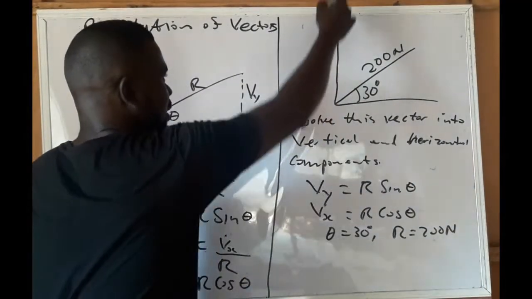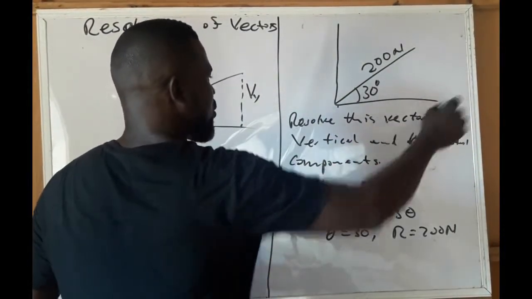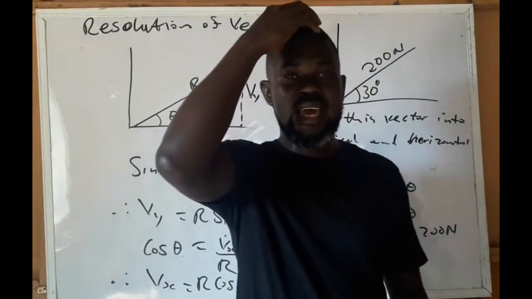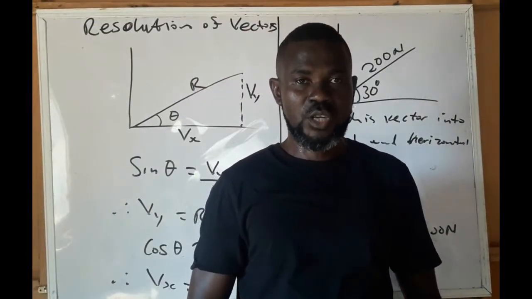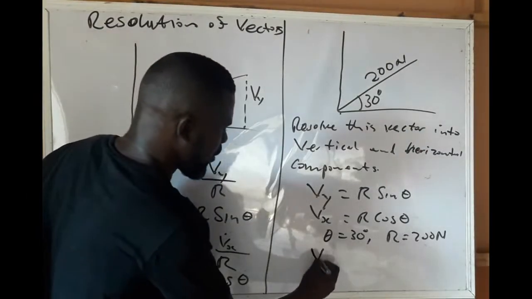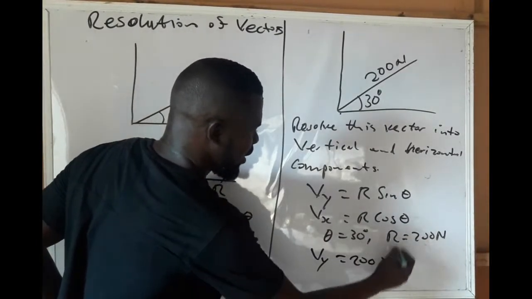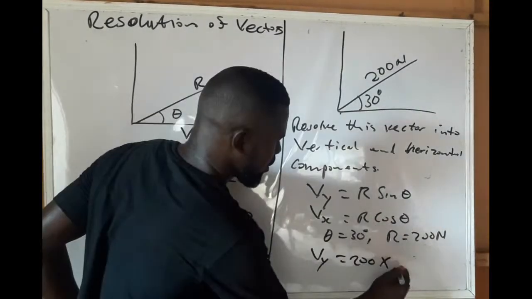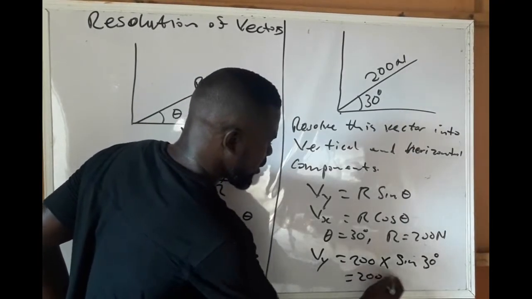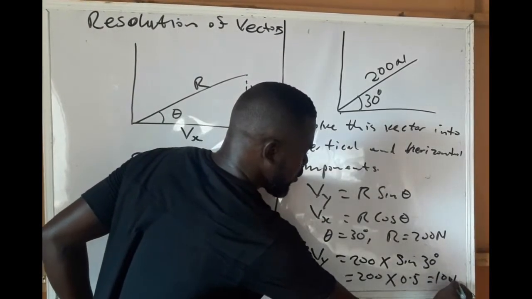When we talk about vertical, we are talking about this plane from up to bottom, and when we talk about horizontal, we are talking about left to right. Just think across your waist. Vertical is from your hair to your toe, and horizontal is from your left to your right across your waist. Okay? So for Vy, 200 multiplied by sine 30 degrees, which is 0.5, equals 100 Newton.